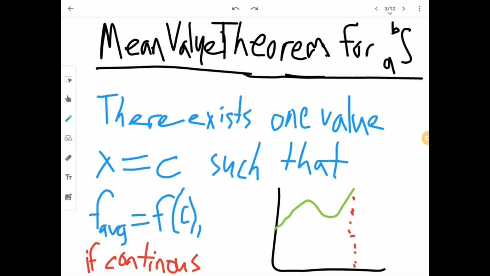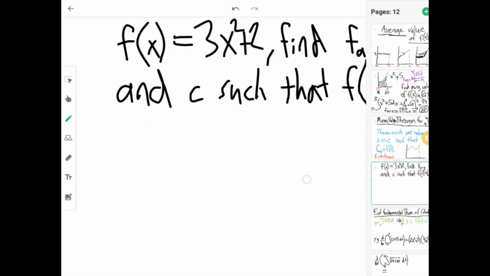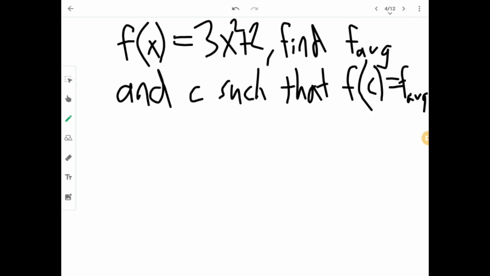So you do it as regular: you find the f average like last time, integral divided by width, and then f of c. That is where the additional point comes in. You have the function inside the integral, and you simply equate it to f average, and you can find out what c is. And to get the y value of c, you simply substitute it in, and you'll get the f average, by the way. So here we have an example.